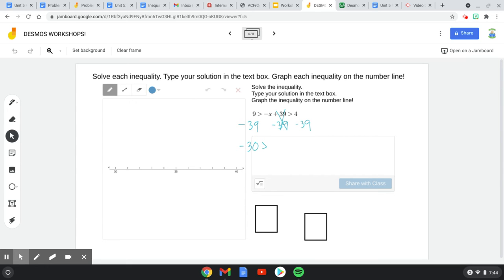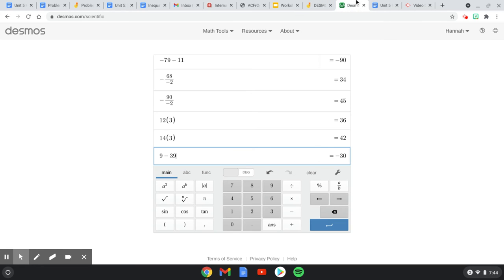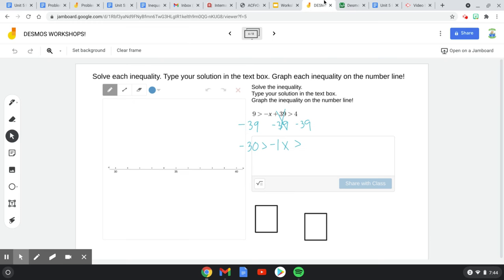Now this is negative x. I'm going to write this as negative 1x because we can always assume that if there's a negative sign, the coefficient is negative 1. Bring down my inequality sign, and then I have 4 minus 39. Again, I'm going to hop back to Desmos. 4 minus 39, that gives me negative 35.